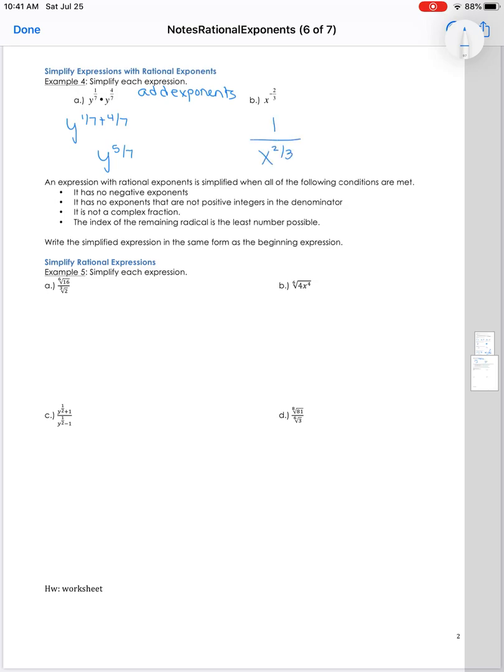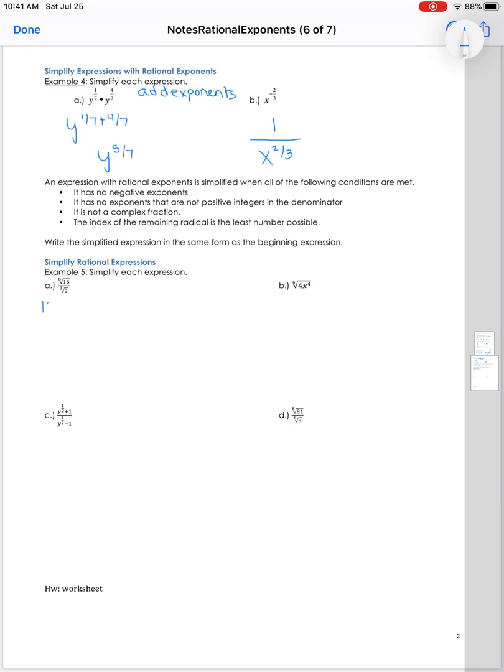When we simplify expressions with rational exponents, we use our exponent rules. When we're multiplying with the same base, we add the exponents together. So we get y to the 1/7 plus 4/7, which is y to the 5/7. And you leave it like that. You don't make it into a radical. X to the negative 2/3, we can't have a negative exponent, so we drop it to the bottom. We're just simplifying and making them positive.